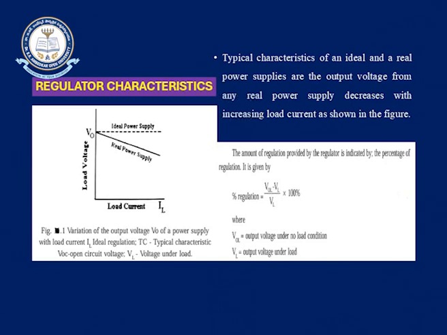The amount of regulation provided by the power supply is indicated by the percentage of regulation. The formula is: percentage regulation is VOL minus VL, where VOL is the output voltage under no load condition, and VL is the output voltage under load.